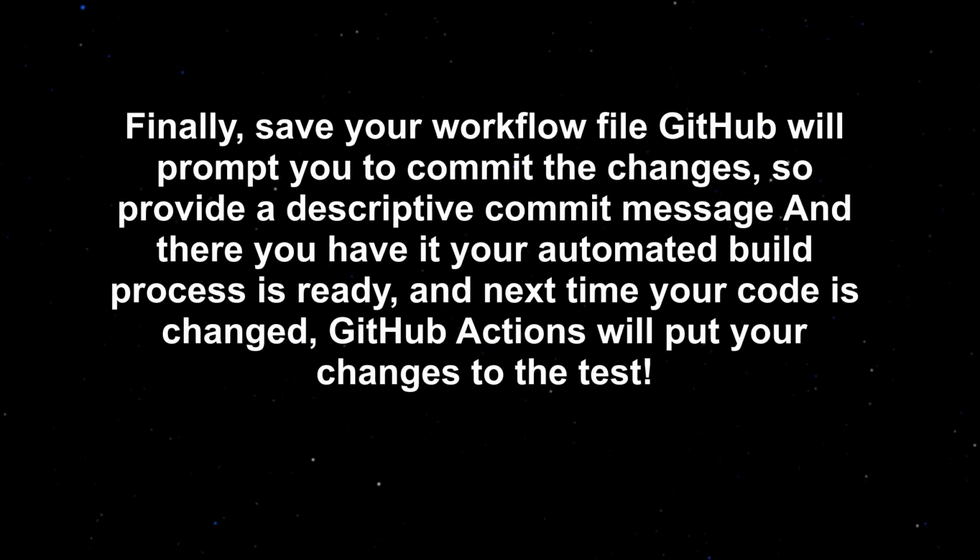Finally, save your workflow file. GitHub will prompt you to commit the changes, so provide a descriptive commit message, and there you have it. Your automated build process is ready. And next time your code is changed, GitHub Actions will put your changes to the test.